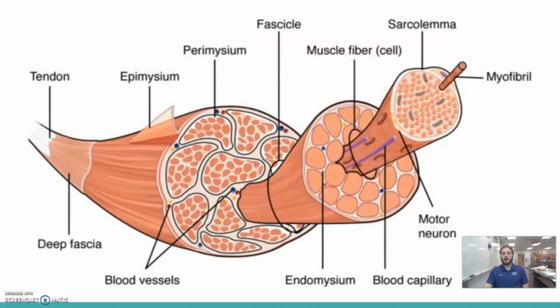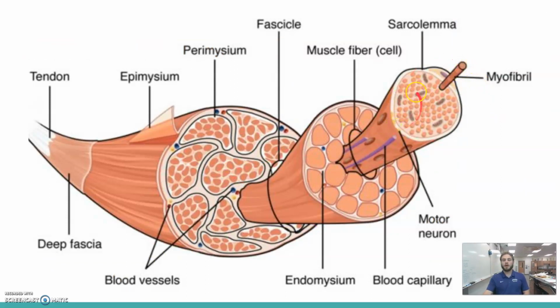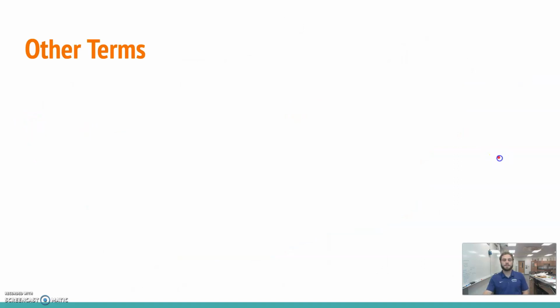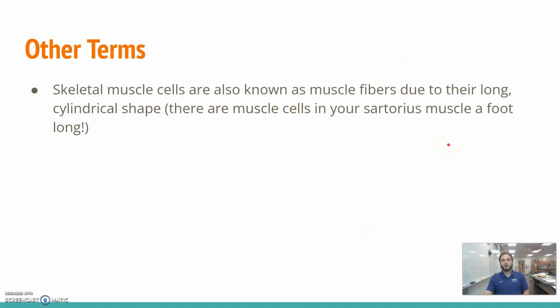So here we can see that breakdown all the way from myofibril, the muscle fiber wrapped in endomysium, the fascicle wrapped in perimysium, and the muscle wrapped in epimysium, all coming together into a tendon in this case. Some other important terms, like I mentioned, skeletal muscle cells mean the same thing as a muscle fiber because they have a very long cylindrical shape. And in fact, they can be so long that, in one example, the muscle fibers in your sartorius muscle can be up to a foot long.